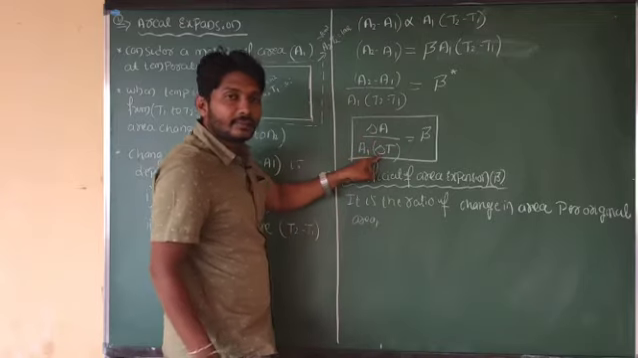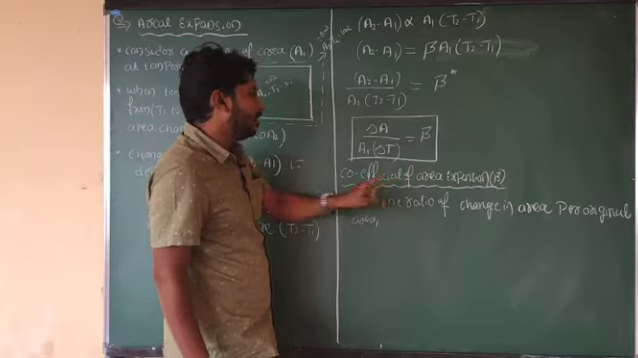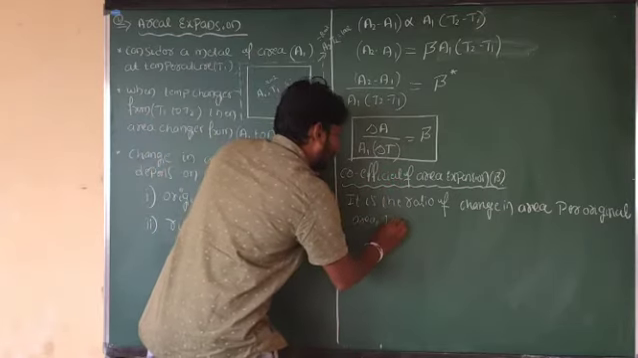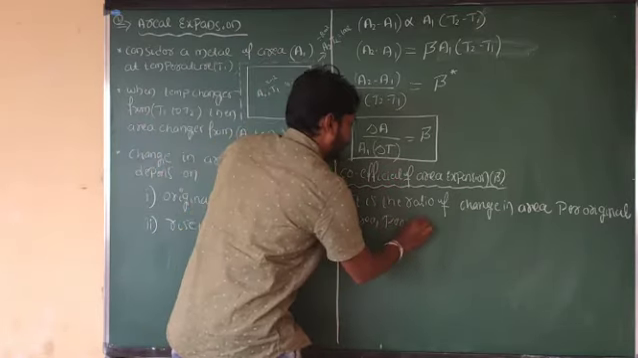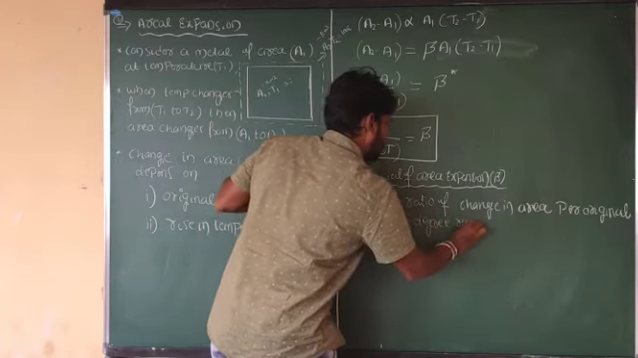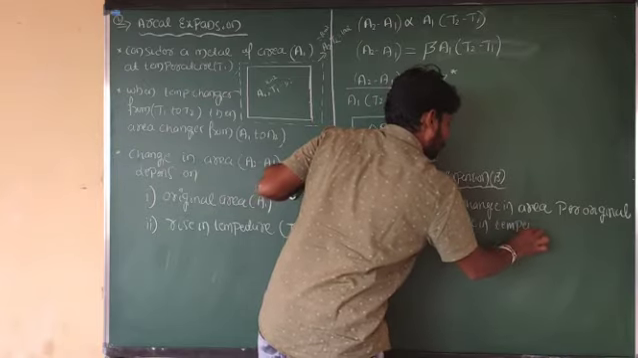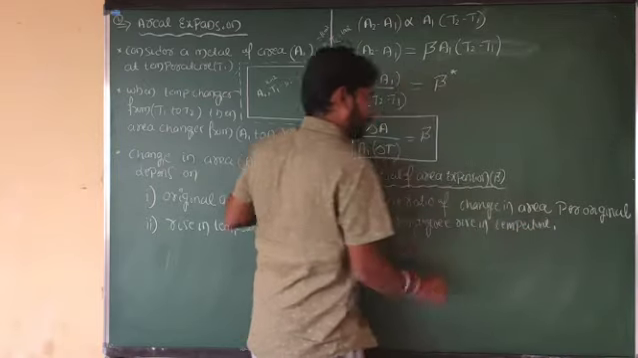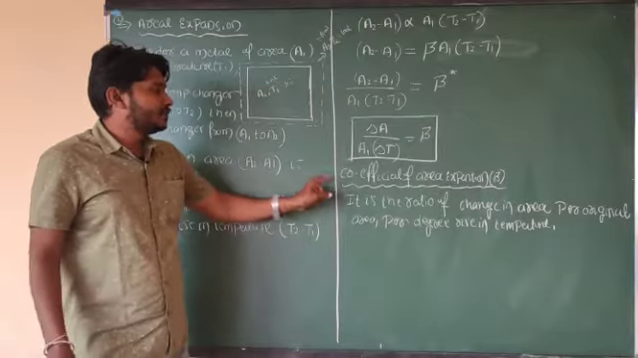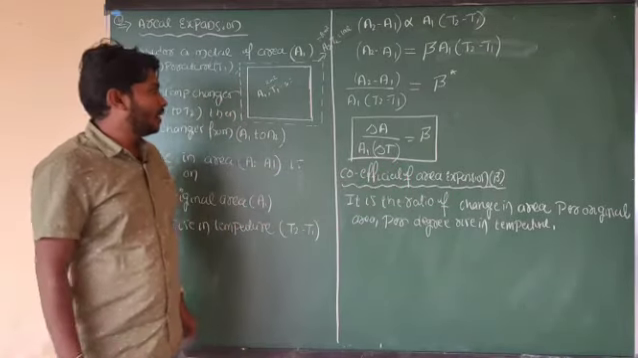Okay. So what is the other term? Delta T. It is the ratio of change in area per original area per degree rise in temperature. So that is about the coefficient of areal expansion here. Hope you understand these things.